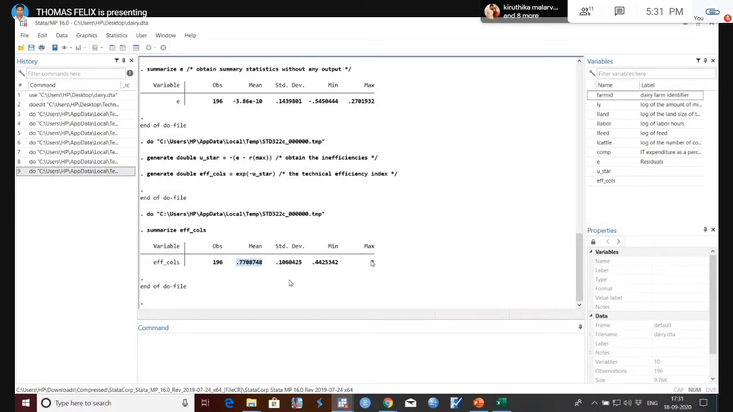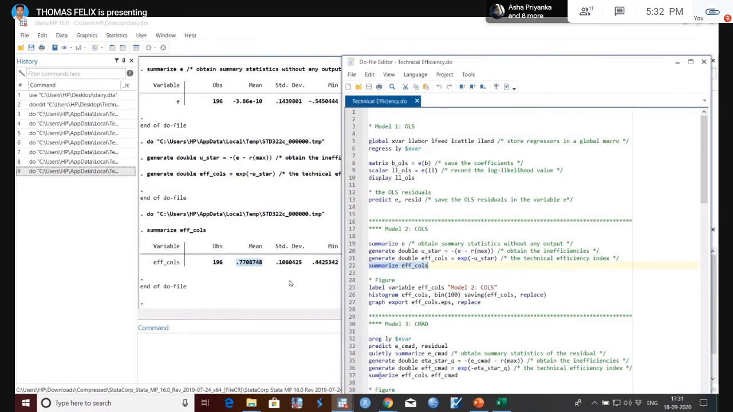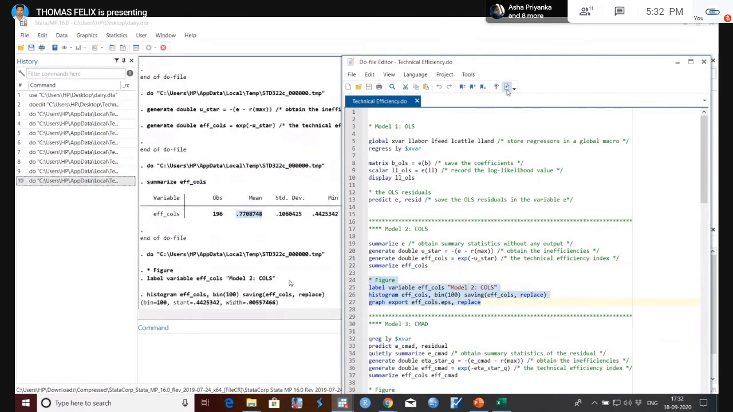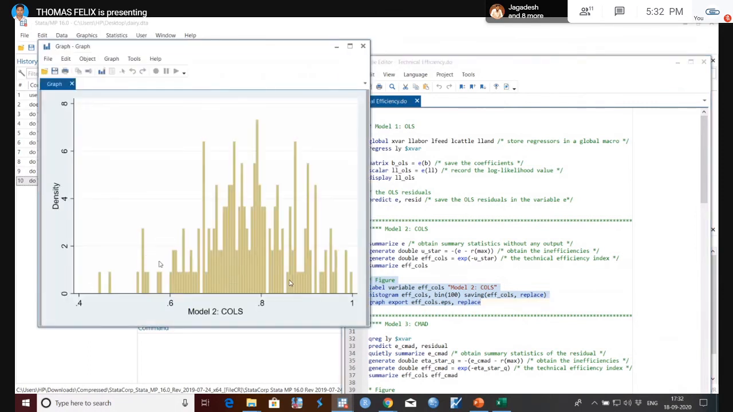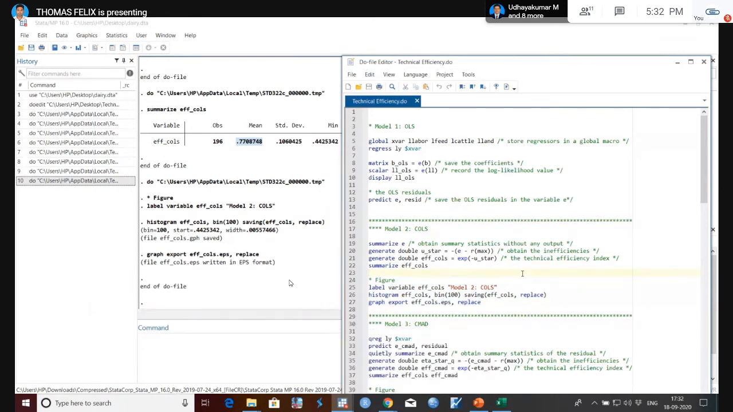So we can use the graph to find this. Based on the graph, here you can see the distributions. These are all the histograms, and it also shows the distribution. Most of the farmers lie in the range of 0.8, that is, most of the farmers lie in the range of 80% technical efficiency. Only some of the farmers are inefficient. So this is the case of corrected OLS. We can derive the technical efficiency from the corrected OLS approach.